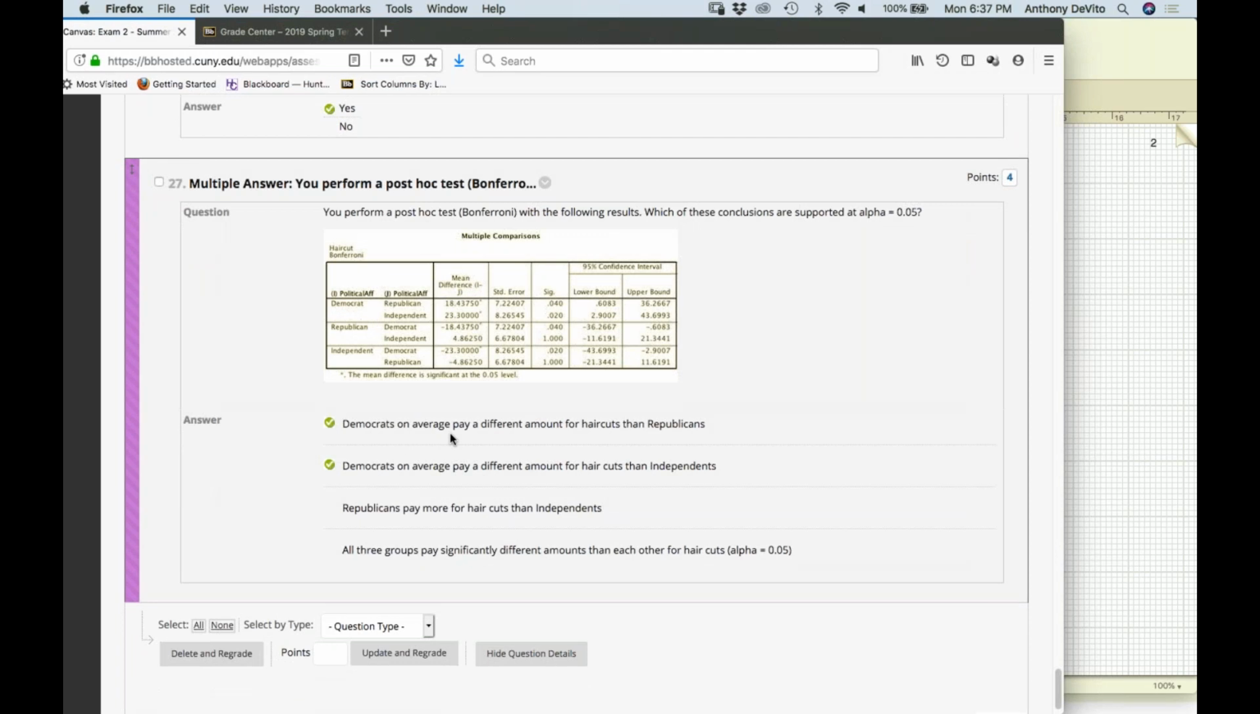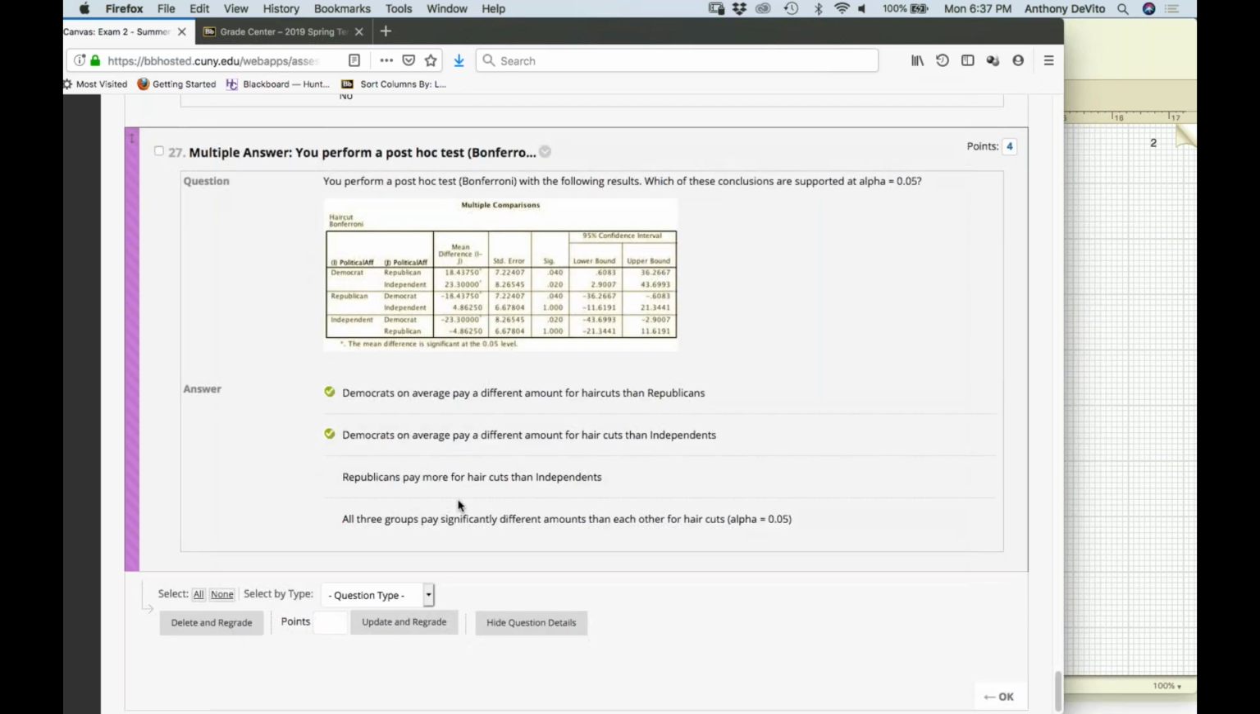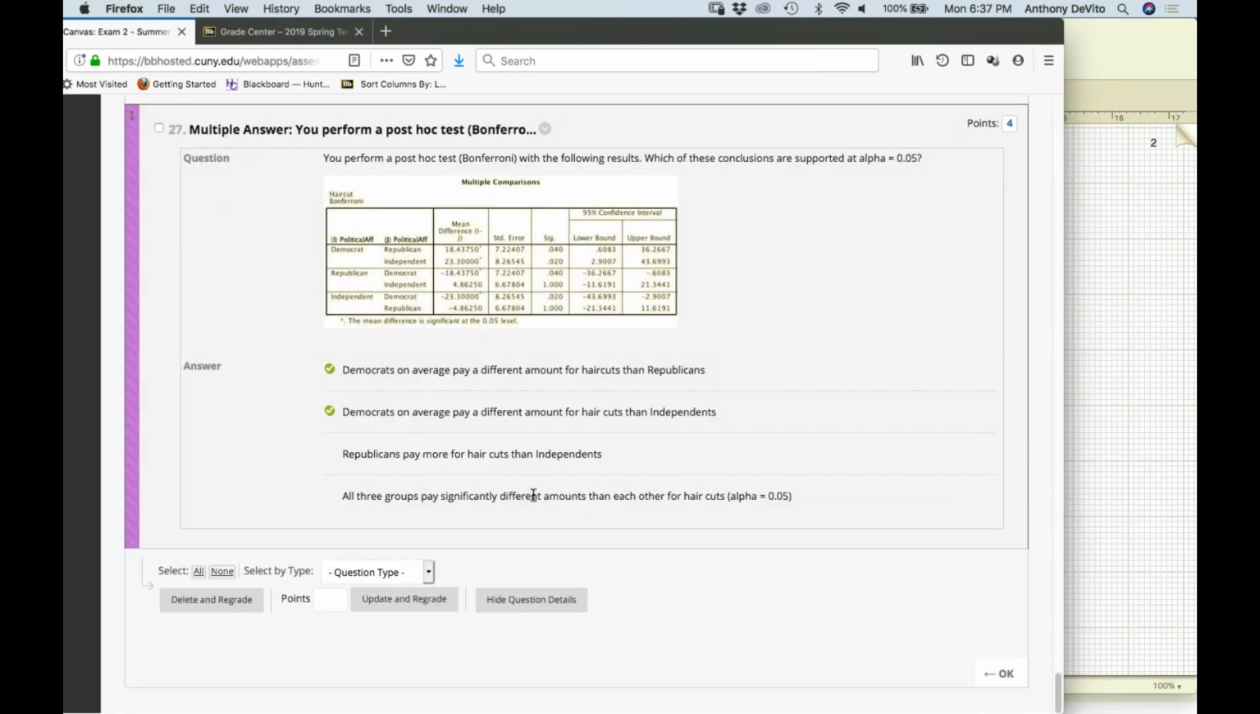So if I go down here, Democrats pay a different amount than Republicans. Yeah, I got that. Democrats on average pay a different amount than Independents. Yeah, that's less than 0.05. Republicans pay more for haircuts than Independents? Oh, no, I can't say that. I can't say that it's different. All three groups pay significantly different amounts. That's not true. Republicans and Independents, we couldn't demonstrate a difference. The significance is not less than 0.05.